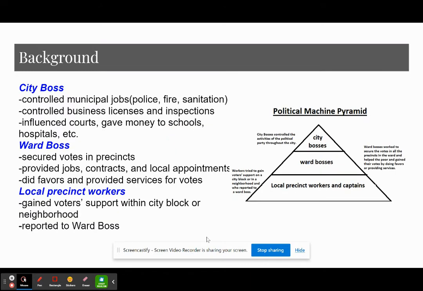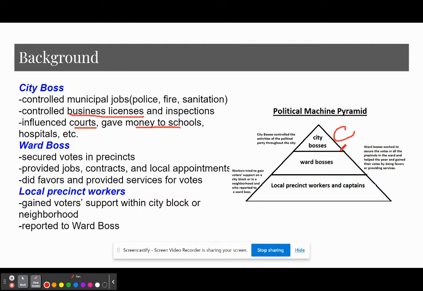So how was the political machine structured? Basically, at the top, you have your city bosses, and this is indicated by C on your chart. They controlled municipal jobs, so the police, the fire, sanitation. They controlled businesses and licenses and inspections. So if you needed a license for your business, you went to the city boss. They were the ones that allocated those. They had influence in courts, and they gave money to schools and hospitals.